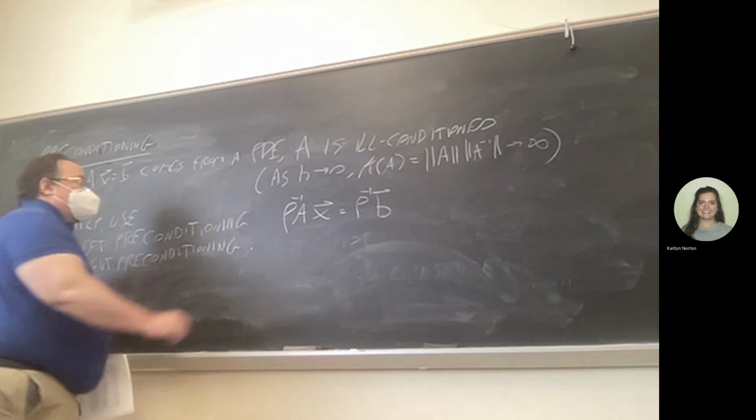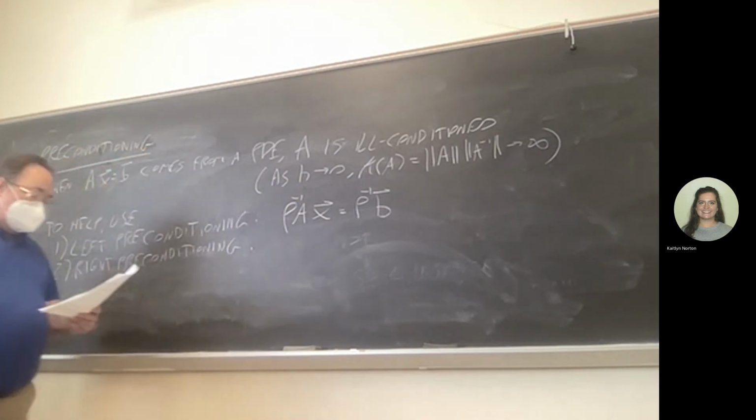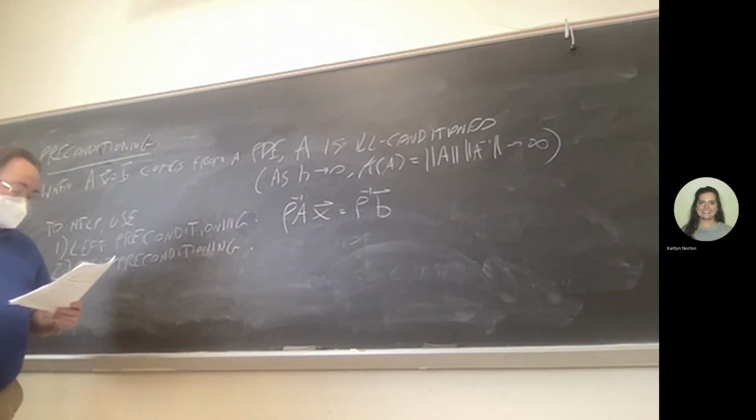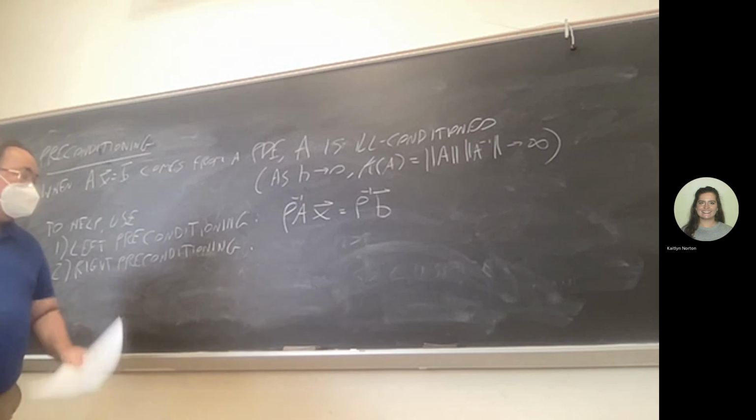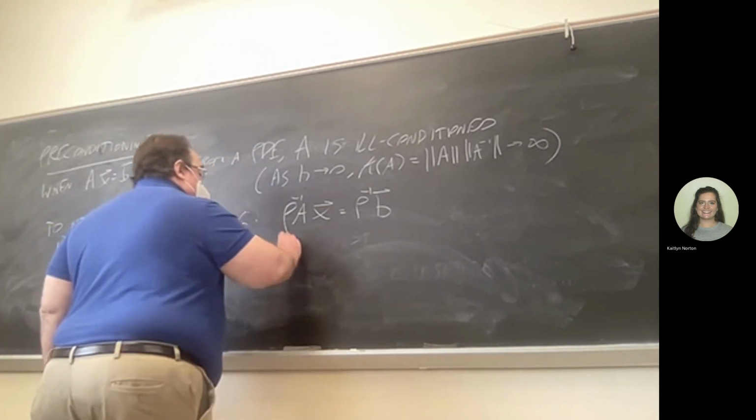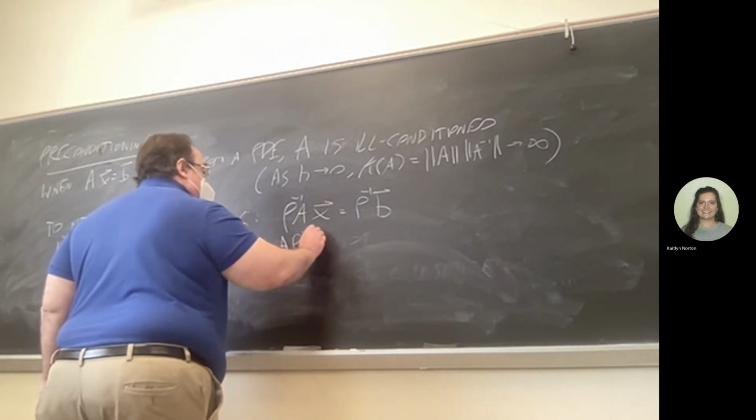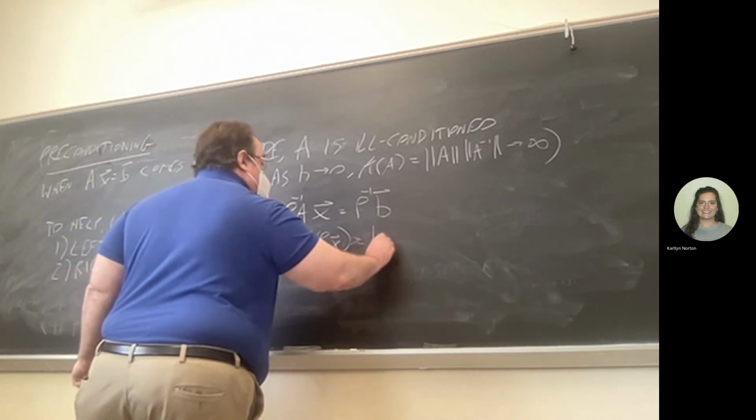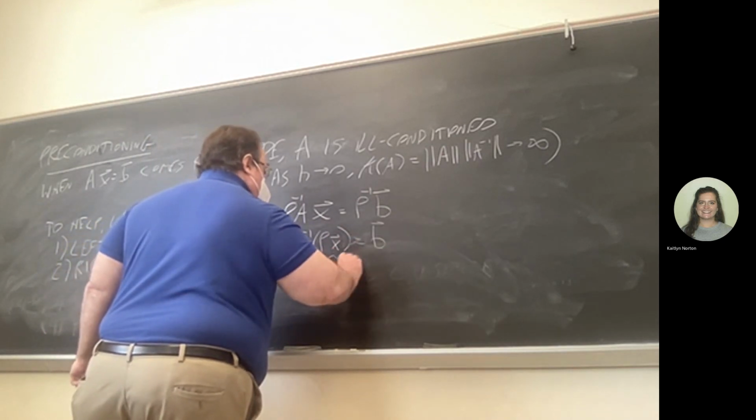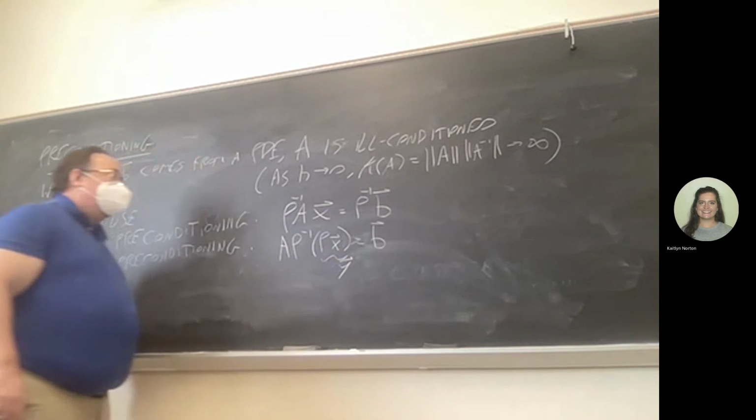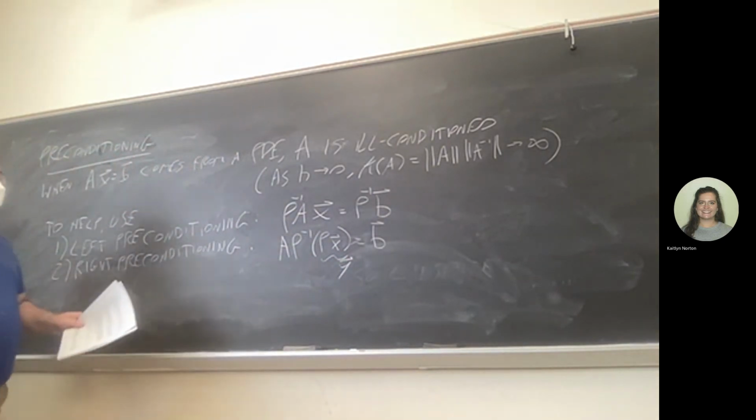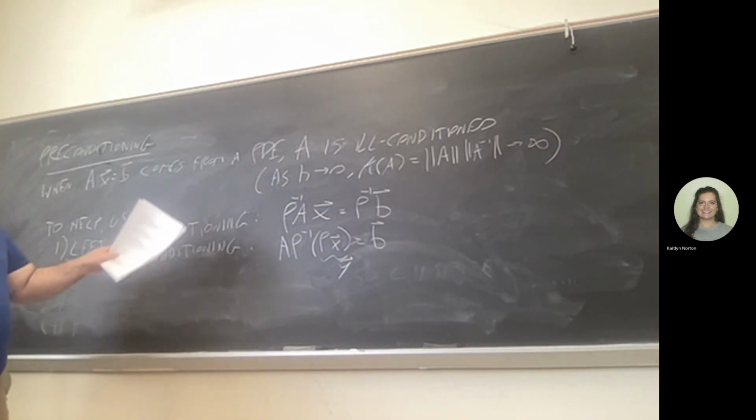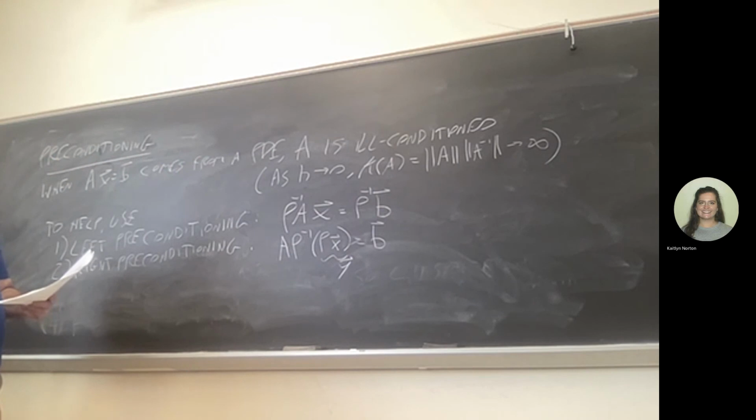So this is where you multiply the matrix A on the right by some matrix. So we have A P inverse Px is equal to B. So the idea is you let Px be equal to Y. So really you're solving a system A P inverse Y is equal to B.